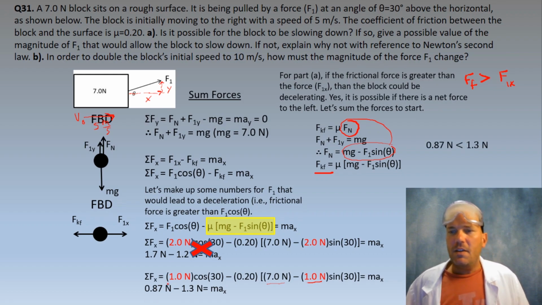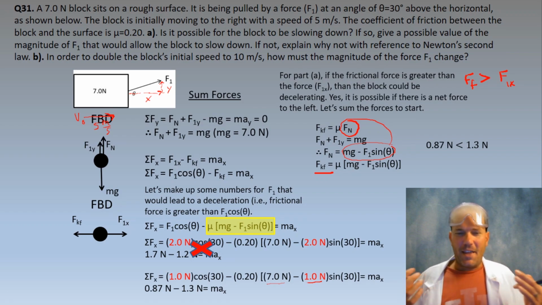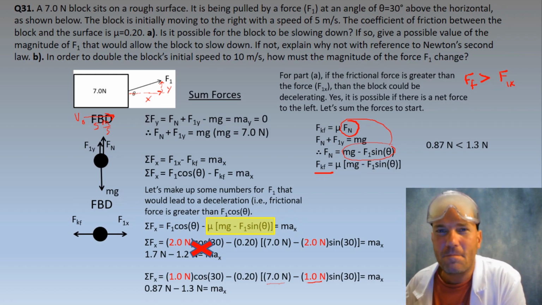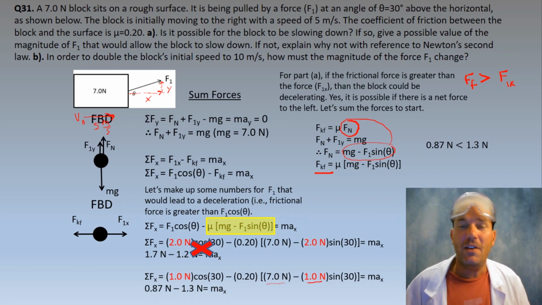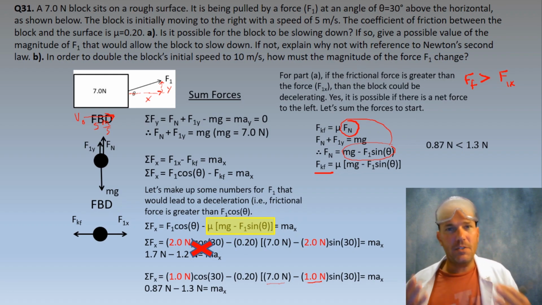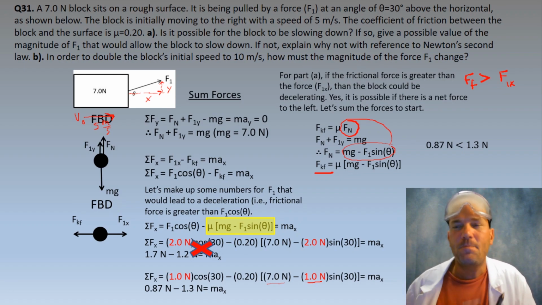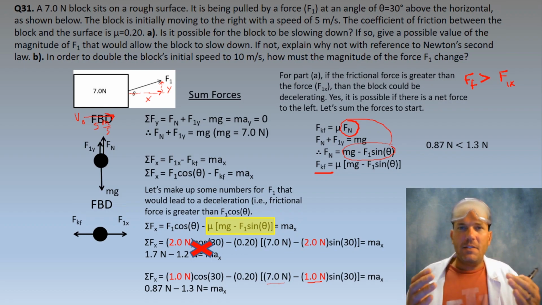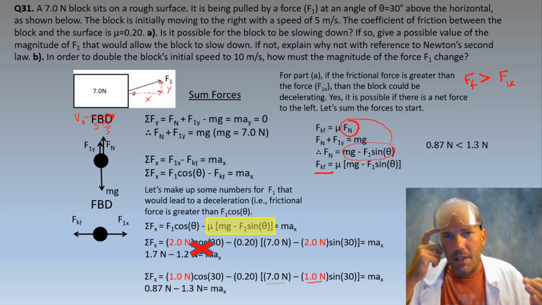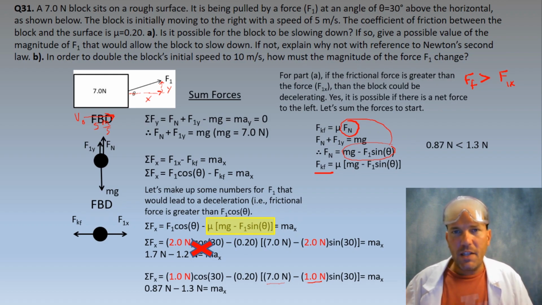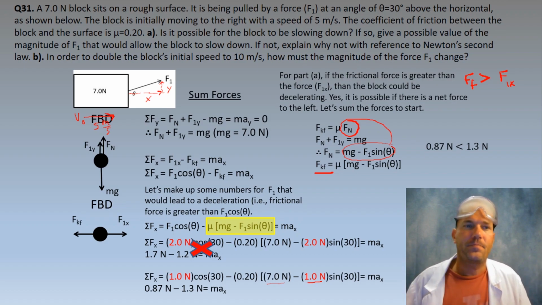And what do we see? We see that our overall force of kinetic friction is now 1.3, which means it is greater than the x-word force applied. So the force to the right of 0.87 newtons is less than the force to the left, which means this block will be decelerating. It will experience a net external force by the force of kinetic friction to the left.